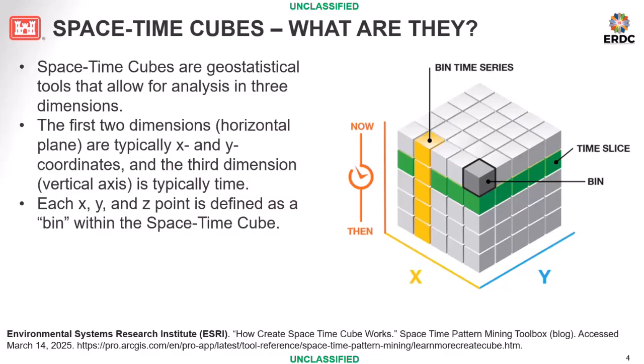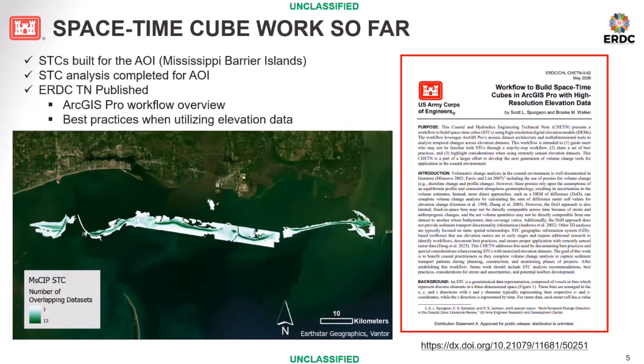Each X, Y, and Z point is defined as a bin within the space-time cube, and you see a bin time series there as an individual stack of data sets at a given pixel location, versus a time slice, which in this particular context we consider to be an individual raster or an individual data set. Again, these are geostatistical methods, and so that's the focus here.